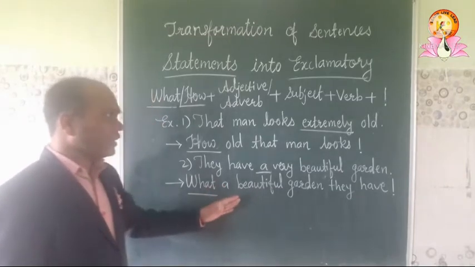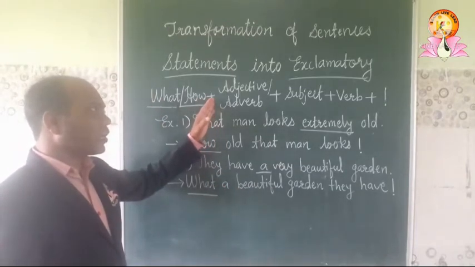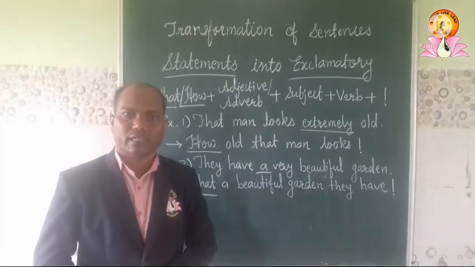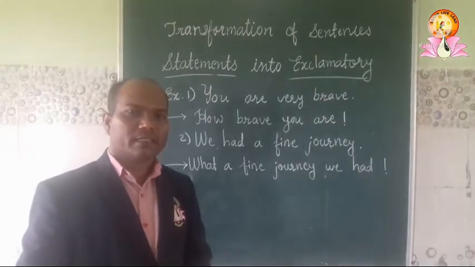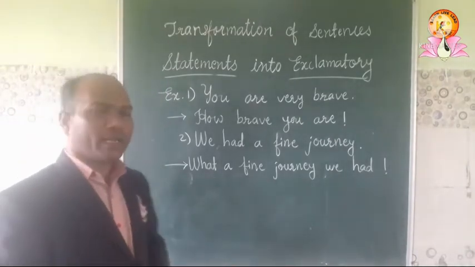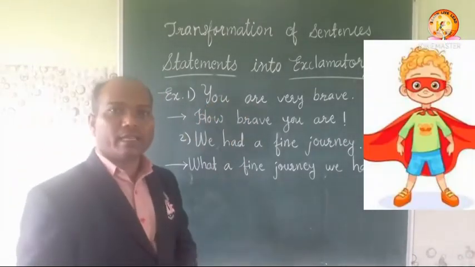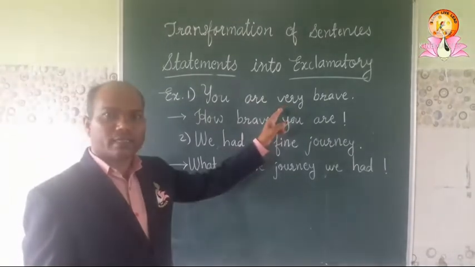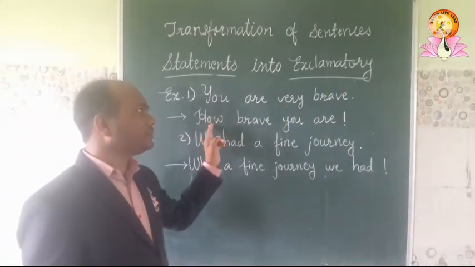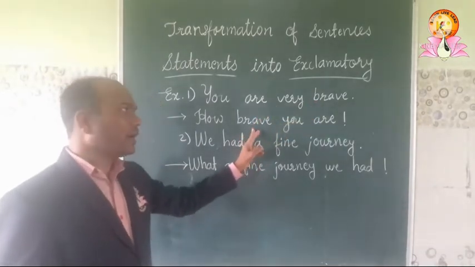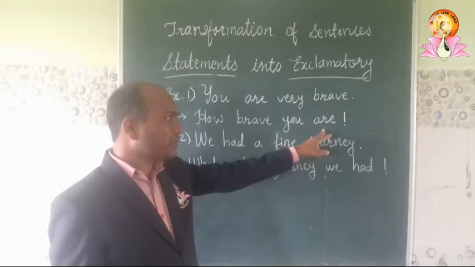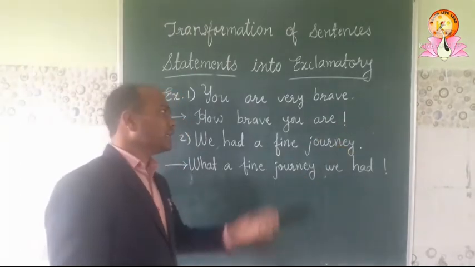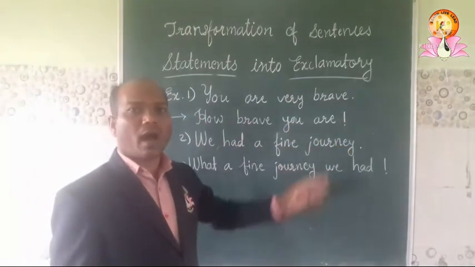Dear students, this is the general structure, and according to that, we can change the given statement into an exclamatory sentence. Now, once again, let us understand this with the help of some more examples. First, you are very brave. Answer, first how, because there is no a or an in the given statement. So first how, then the adjective brave, after the adjective, subject and verb, and it ends with an exclamation mark. So in this way we can write the answer: how brave you are.